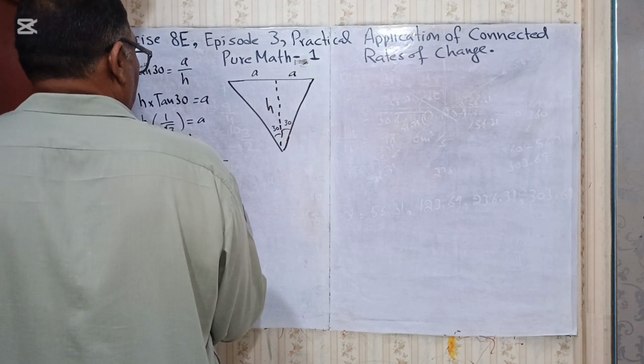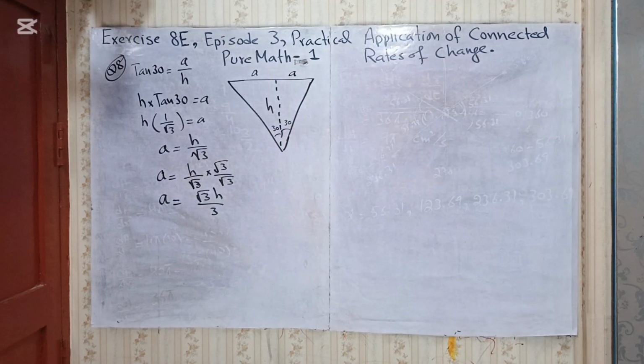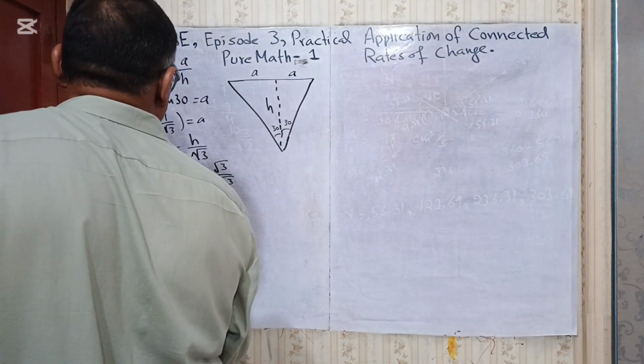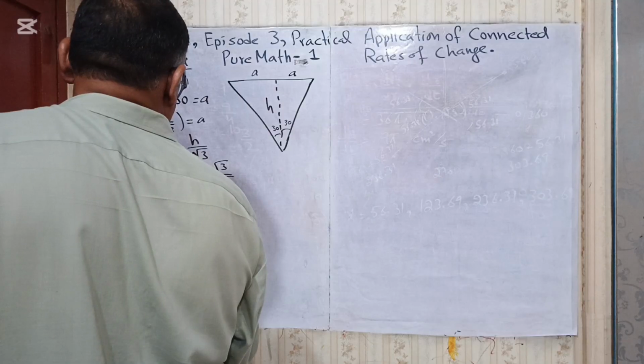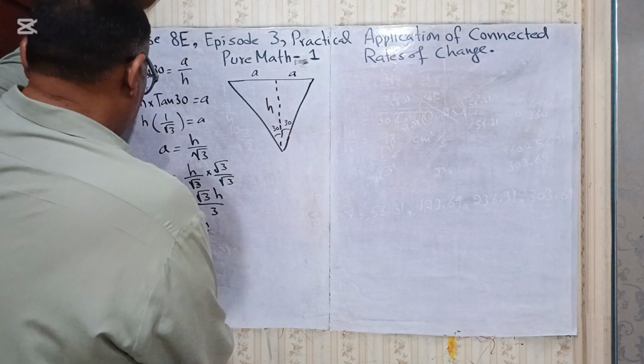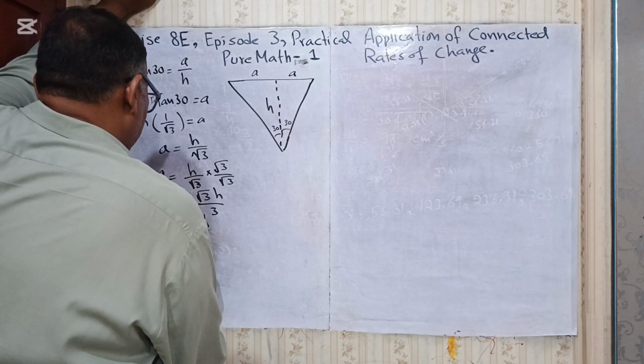Okay. So what I will do, I will rationalize it, and when you rationalize it, you see the A value will become H by under root 3 and multiply under root 3 divided by under root 3. So the A will be equal to under root 3 H divided by 3. If you have studied surds, you know when there is a surd in the denominator, we rationalize it.